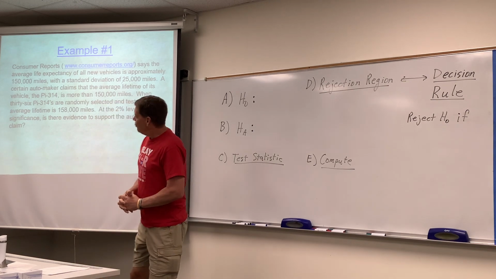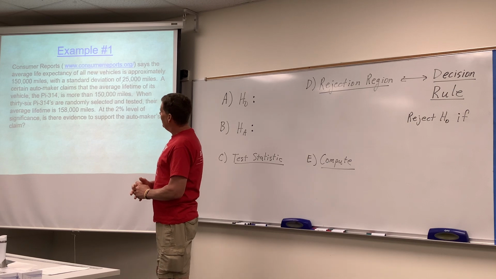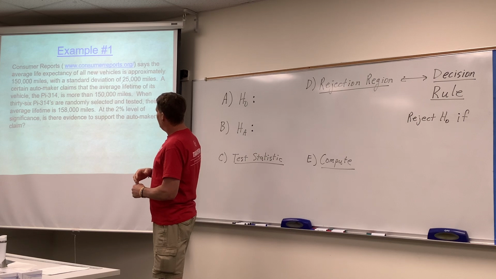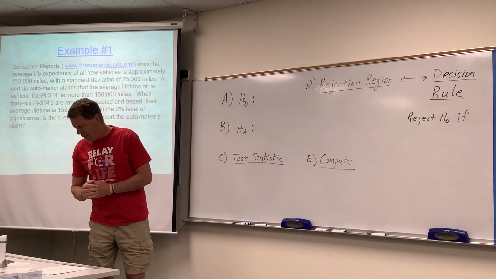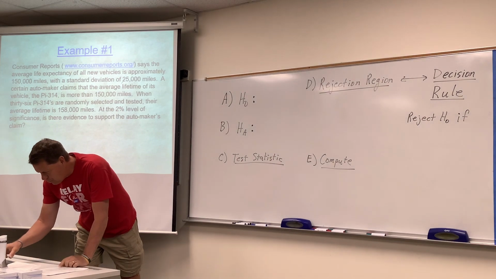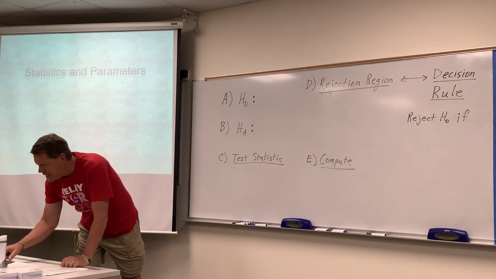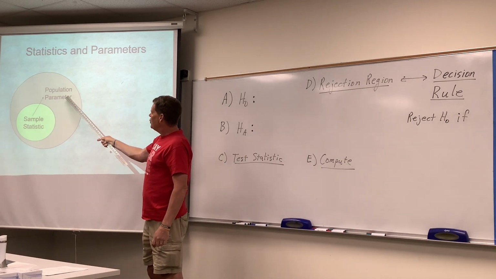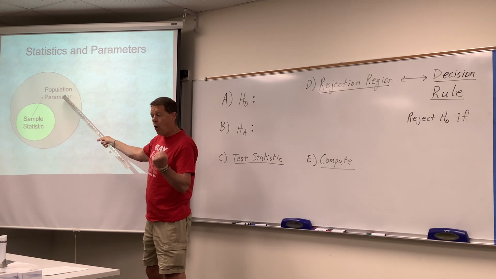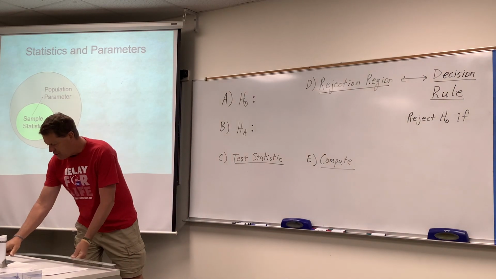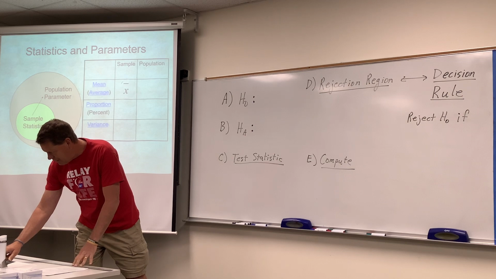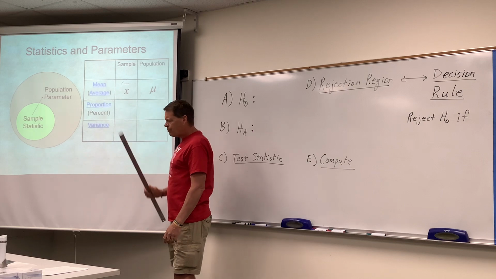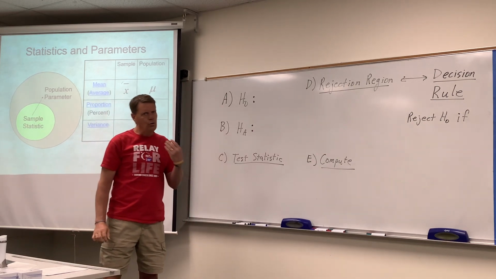So Consumer Reports says that the average life expectancy for all new vehicles is approximately 150,000 miles. So the point there would be that we're performing a test involving the mean of a population. They're making a claim about the average number of miles you can get on all new cars, and that would be considered a population parameter. So I want to remind you then that we would be doing a test involving the mean of a population, the average mileage for all new cars.